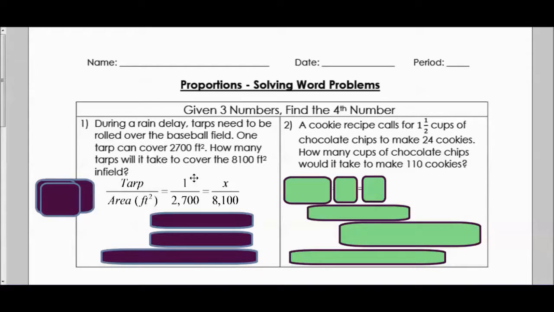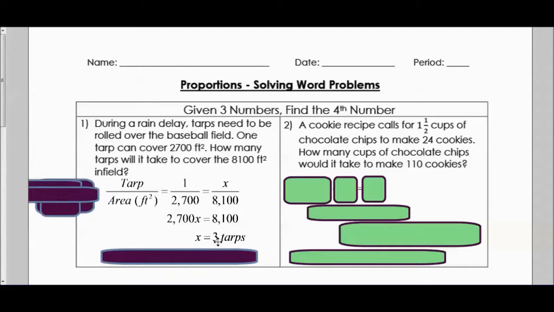To solve this, we're going to cross multiply. We're going to cross multiply 1 times 8,100, that's just 8,100, and 2,700 times x is this 2,700x. We could put these on either side. It really doesn't matter. Our last step to solve for this x needs to be to divide by this 2,700. We're going to do that on both sides. It cancels out over here. On this side, we'll just be left with 3, and that means it takes 3 tarps to cover that much.